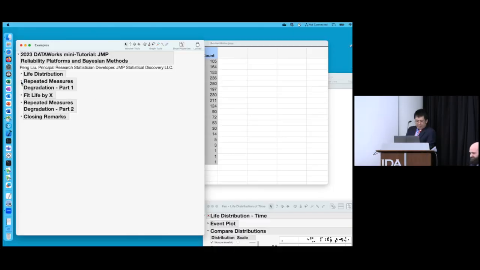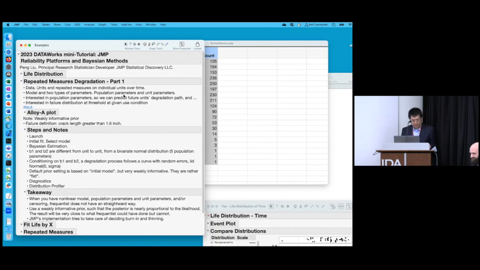Let me give you a second example, which is repeated measures degradation. I think we have 30 minutes, right? Yes, yes. I didn't expect this topic to be challenging, as we are going from almost the Iron Age all the way to landing on the moon.